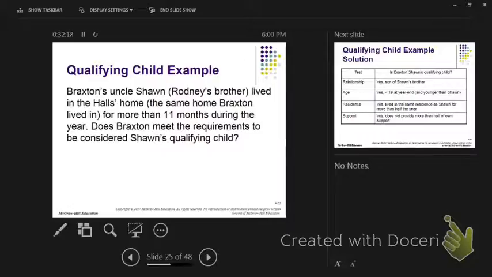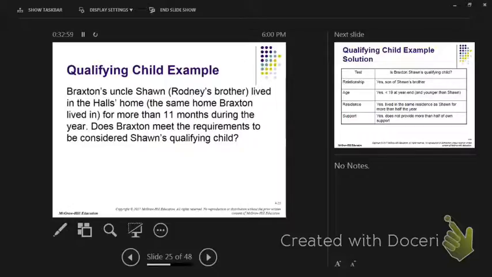Now read the question. Does Braxton meet the requirements to be considered Sean's qualifying child? What's the requirement? First of all, does he meet the relationship test? Can an uncle claim a nephew? Yes. An uncle can claim a nephew. Is Braxton the right age to be claimed for a child? Yes. All right, do they live in the same residence? Yes. Does he provide most of the support?